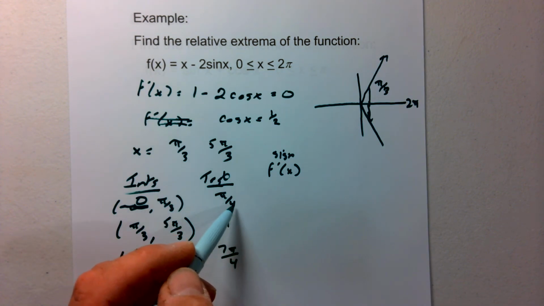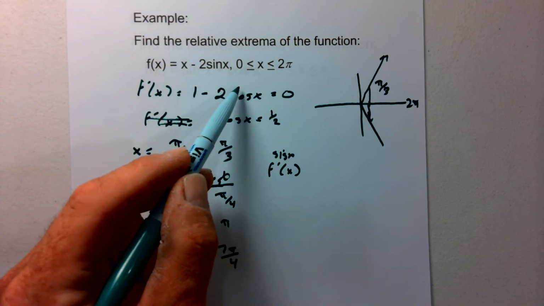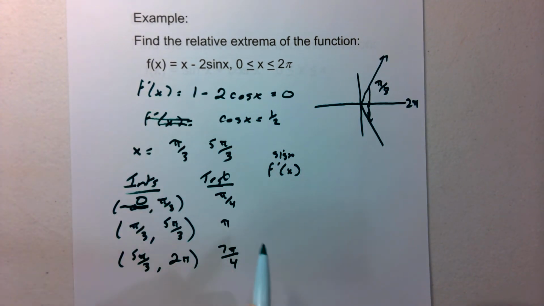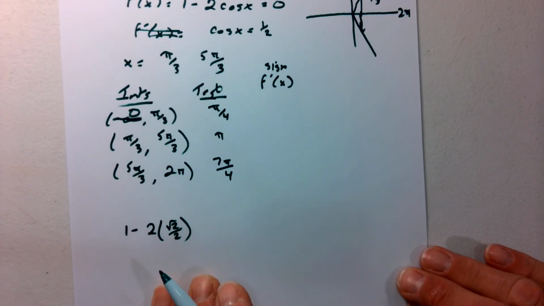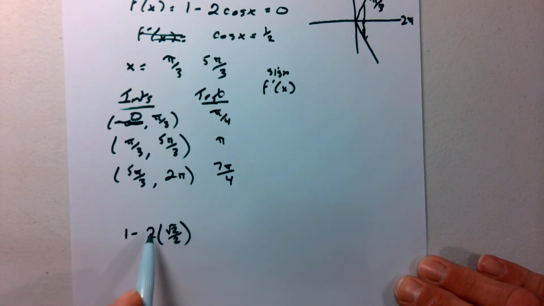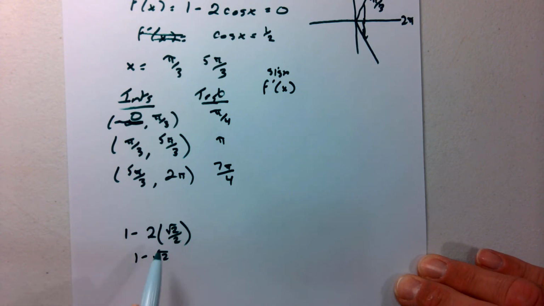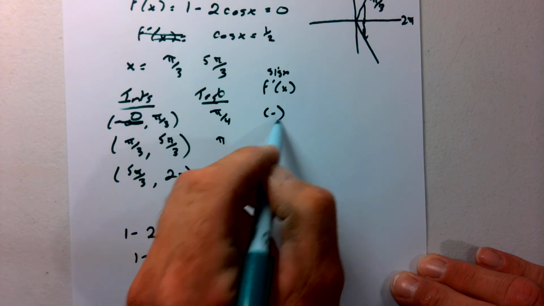When I plug in pi over 4, I know the cosine of pi over 4 is the square root of 2 over 2. So I get 1 minus 2 times the square root of 2 over 2. Is that value going to be larger than 1 or less than 1 is basically what I've got to ask myself. So I get 1 minus the square root of 2. Remember, the square root of 2 is a little more than 1. So 1 minus something that's larger than 1 is going to give us a negative value.